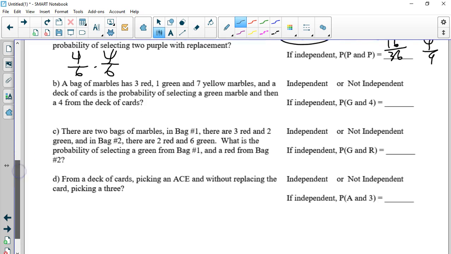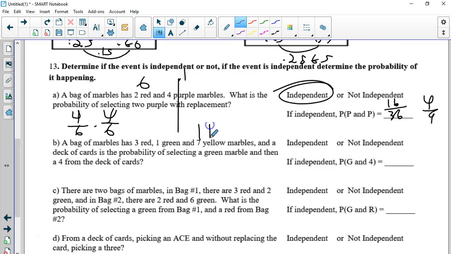On B, you have 3, 1, and 7, so that's 11. And a deck of cards. Well, the marbles aren't going to affect the cards, so that's independent. So we have 1 green out of 11 times 4 out of 13. If you put 4 out of 52, it's the same thing. And that's going to give you 1 over 143, or 4 over 572.